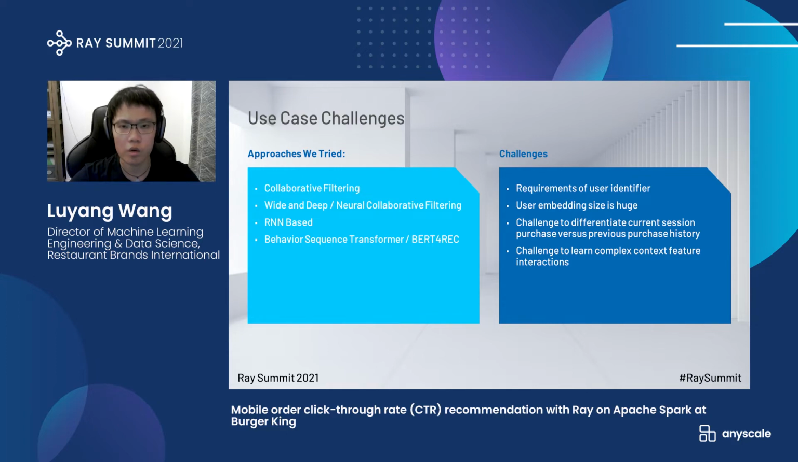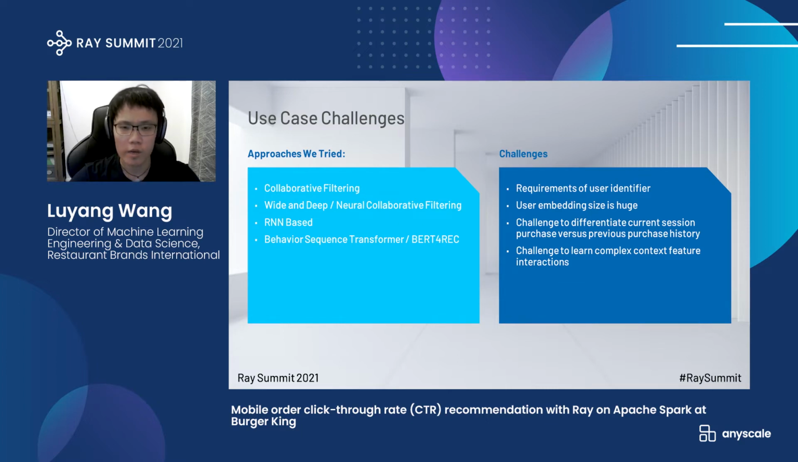I think a couple of things are worth noting here. First, most of them require a user identifier, which is fine in the login user case, but in our guest checkout use case, it fails to perform. It forces us to figure out a slightly different approach to handle guest checkout. And also the requirement of the user identifier means we need to manage a huge size of user embeddings. A brand like Burger King has tons of customers visiting our app every day, using the offers, placing food orders.